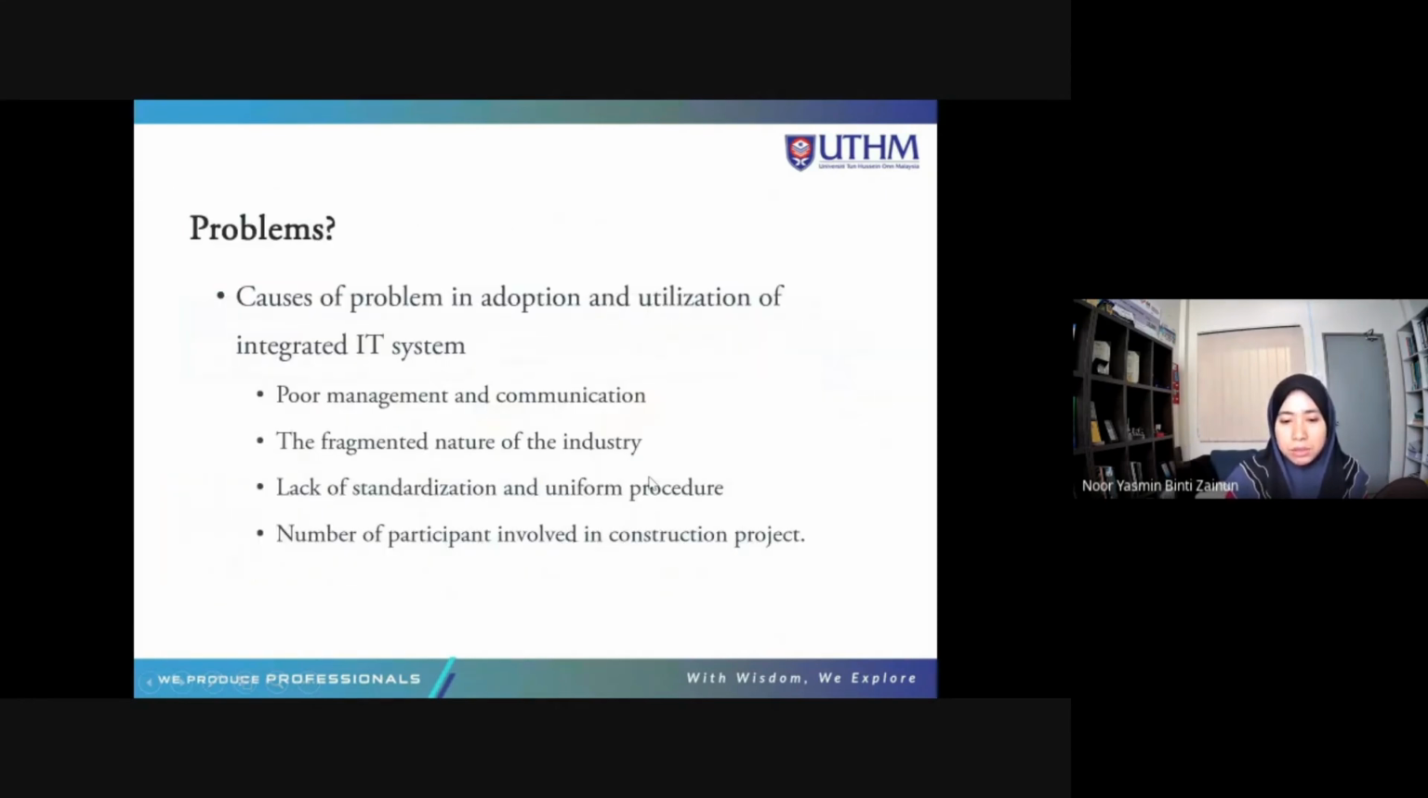Okay, so problems there: poor management and communication, the fragmented nature of the industry, lack of standardization of uniform procedure, and number of participants involved in the project, because we have so many experts in the field. We have engineers, we have architects, we have contractors who construct. Okay, and the contractor also has specialists. Some do M&E, some do piping, some do infrastructure. There are so many participants involved.